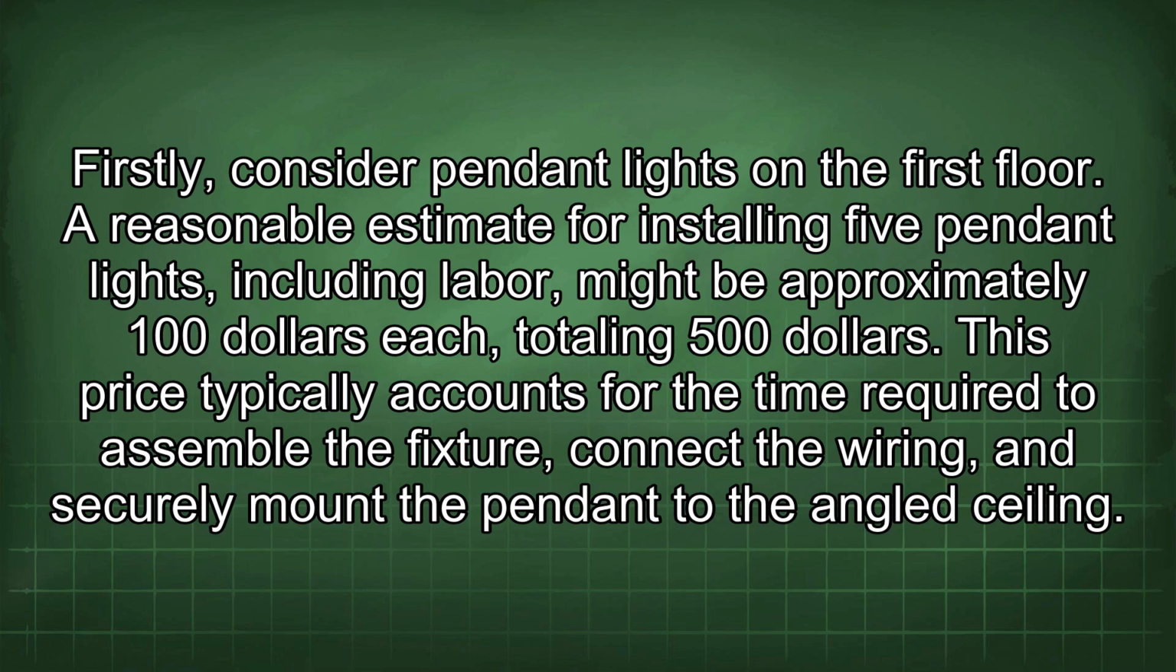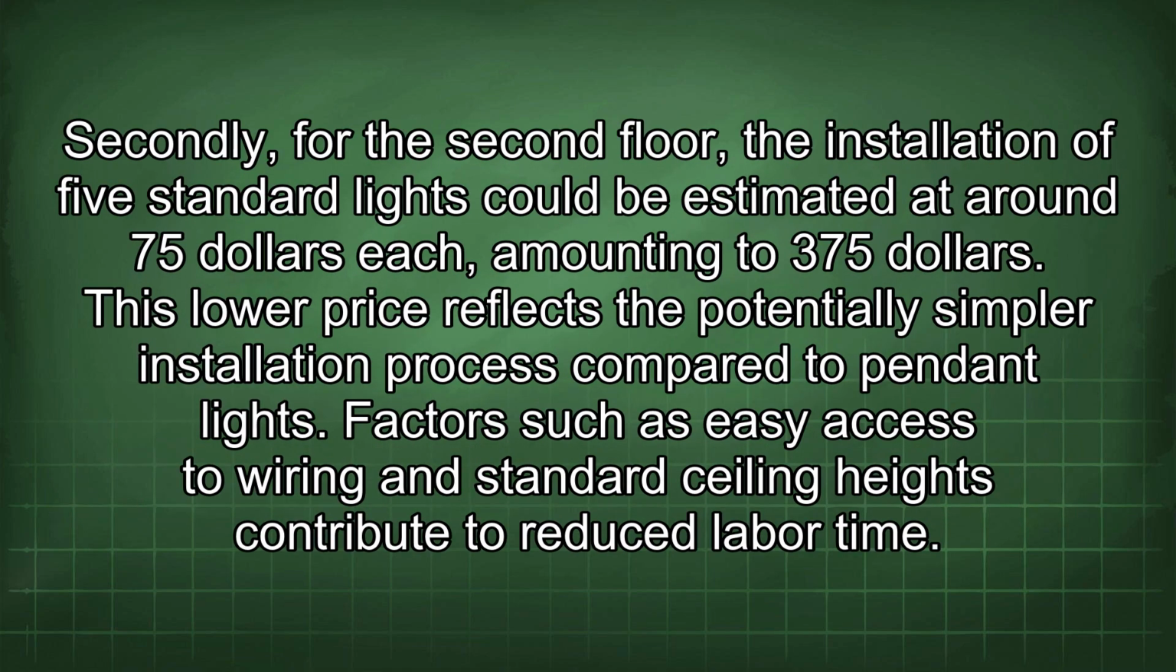Firstly, consider pendant lights on the first floor. A reasonable estimate for installing 5 pendant lights, including labor, might be approximately $100 each, totaling $500. This price typically accounts for the time required to assemble the fixture, connect the wiring, and securely mount the pendant to the angled ceiling.